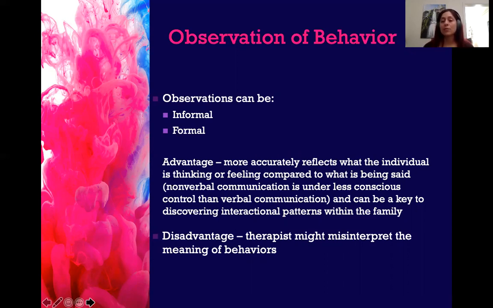An informal observation would be spontaneously observing behaviors as they naturally occur. So sometimes we'll do this by going to a child's classroom and sitting in the back and watching the child's behavior to see, for example, how many times do they leave their seat, or how many times do they get off task. So those would be observations.